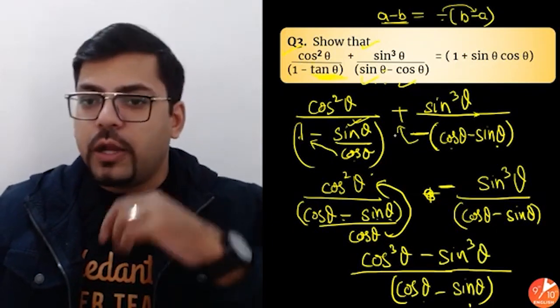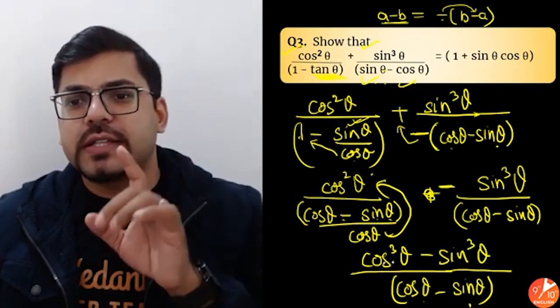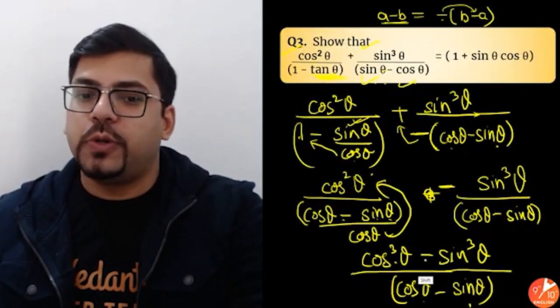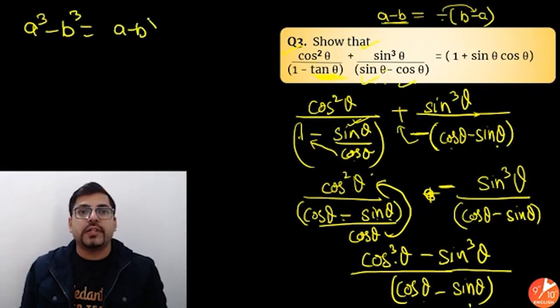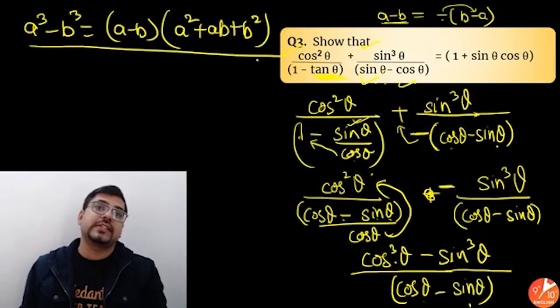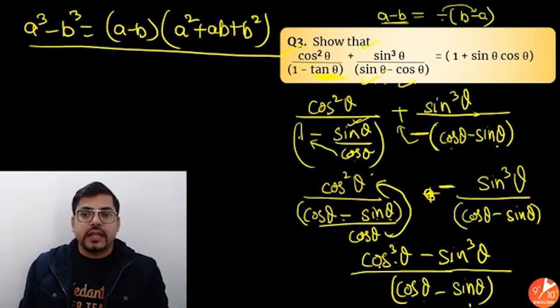Cool? Okay. Now before getting into cos³θ minus sin³θ, I hope you all have understood that this is the formula of a³ minus b³. But I'm pretty sure many of you might not know a³ minus b³. So for your reference, a³ minus b³ equals a minus b into a² plus ab plus b². That is the formula. Please write it down somewhere in case you do not know it.